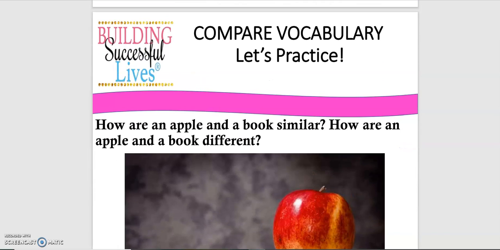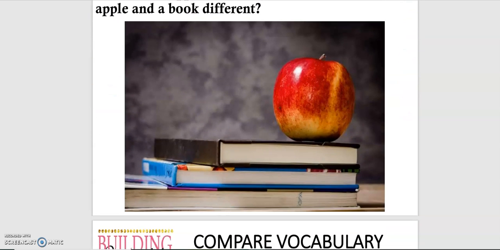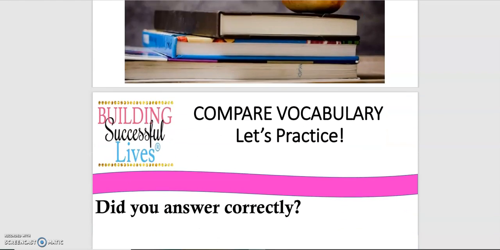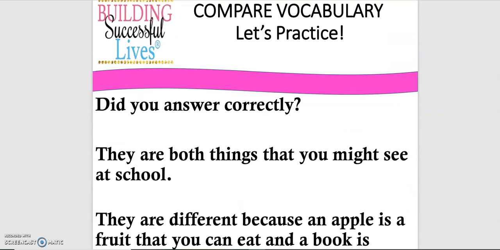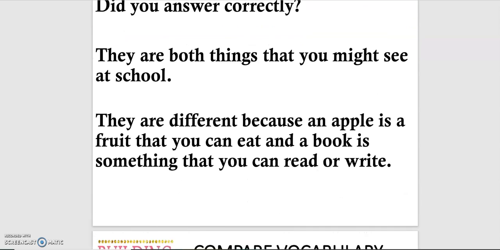This part, you can have the children practice. How are an apple and a book similar? How are an apple and a book different? Did you answer correctly? They are both things that you might see at school. They are different because an apple is a fruit that you can eat and a book is something that you can read or write.